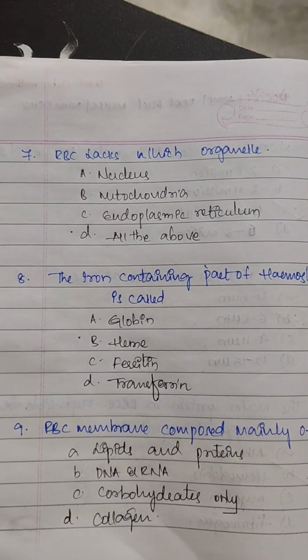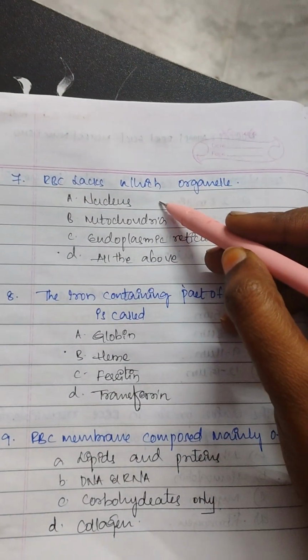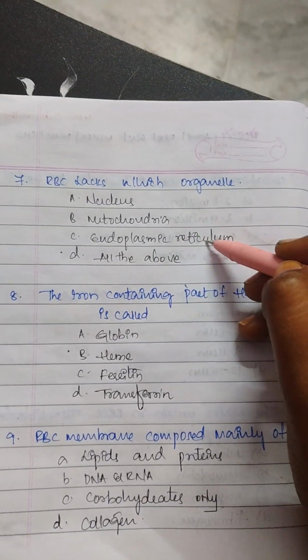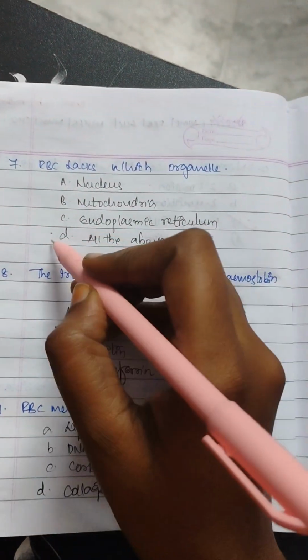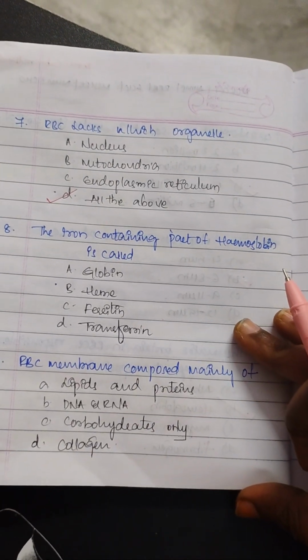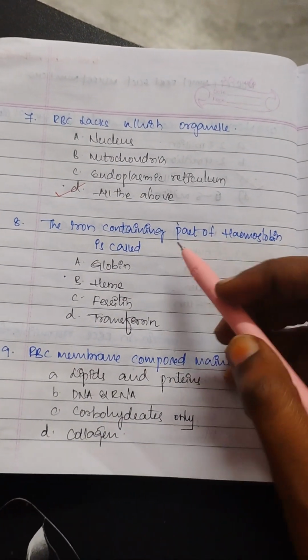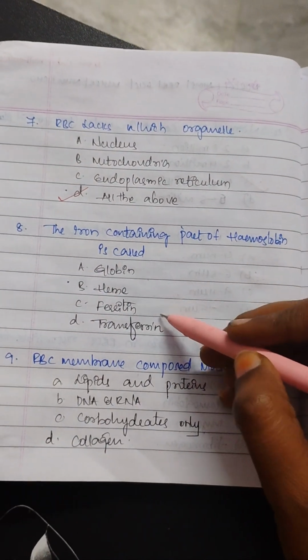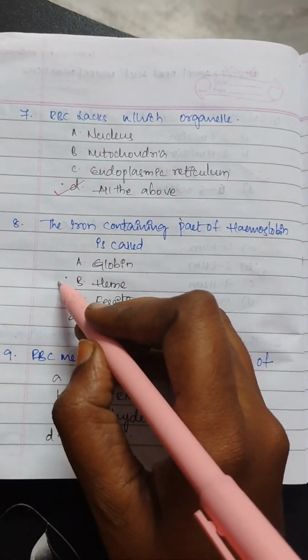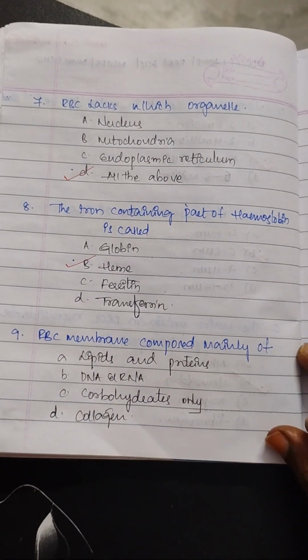The next question. The RBC lacks which organelle? Option A, nucleus, mitochondria, endoplasmic reticulum, all the above. And the answer is all the above. Then the iron containing part of hemoglobin is called as globin, heme, ferritin, transferrin. The answer is heme.